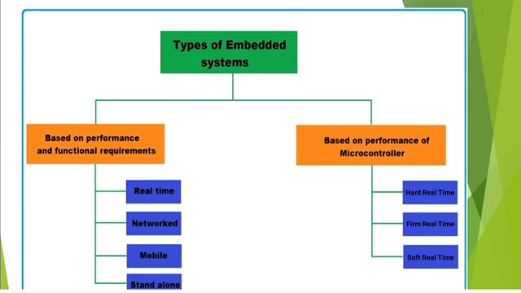Third is soft real-time embedded system. In soft real-time embedded system, it expects some amount of delay. Examples: washing machine, microwave oven. In this, there is no life loss.